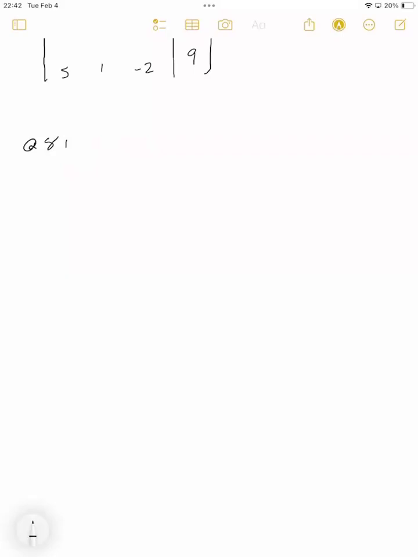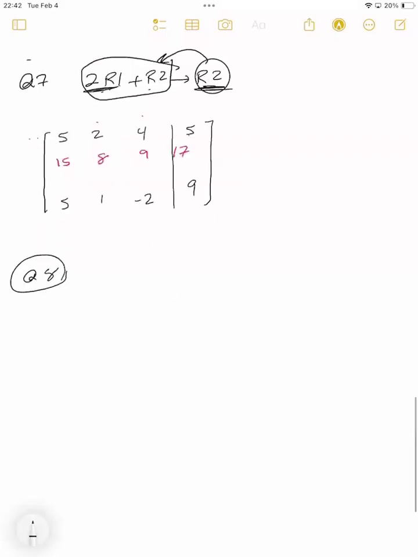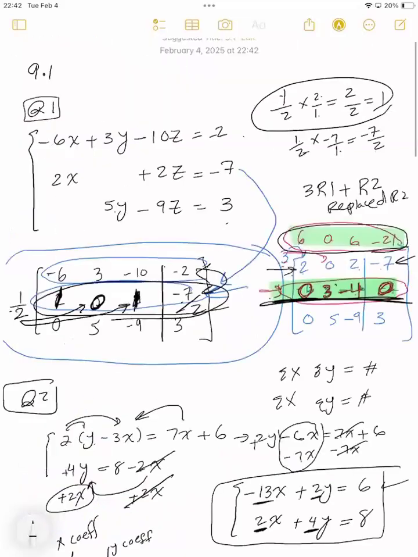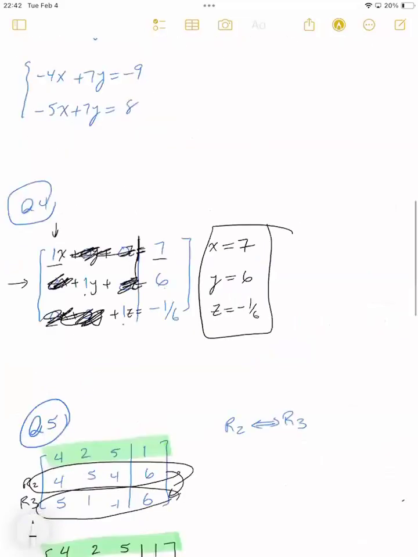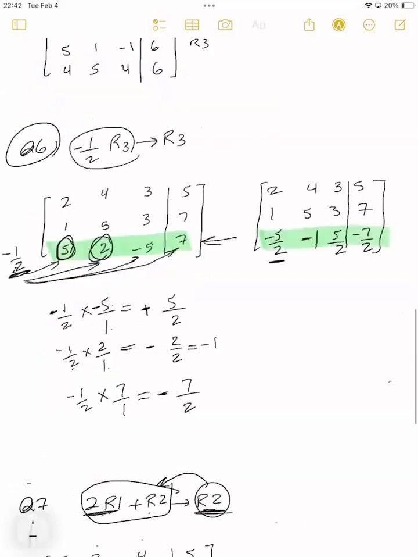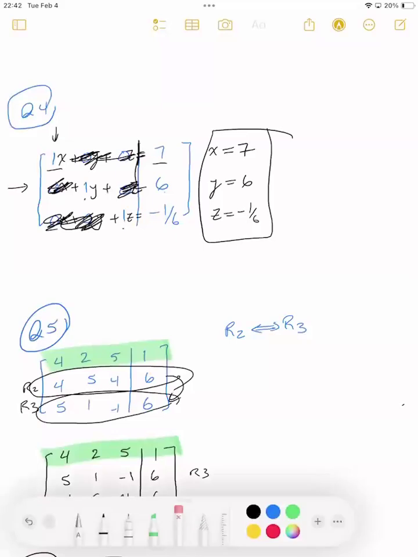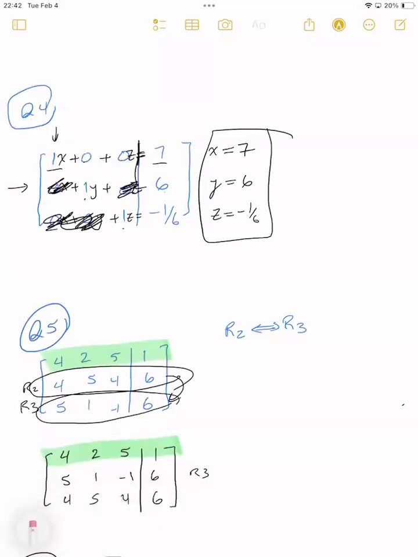So why do we do all these operations? We do all these operations so that eventually we want to have a matrix that looks like this one. We want to eventually do the row operations so that our final matrix looks like one of the examples we did earlier.